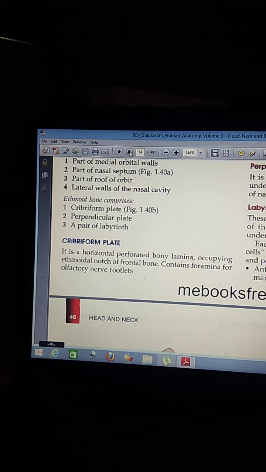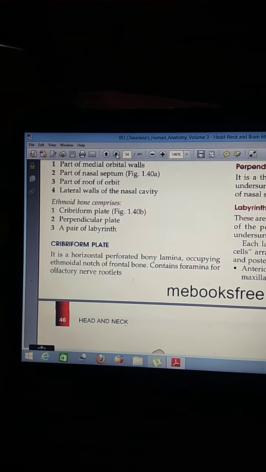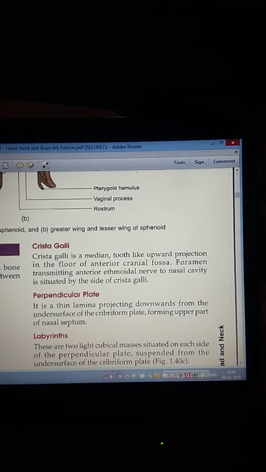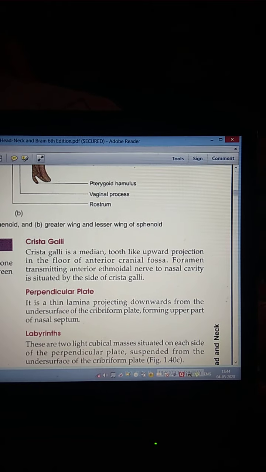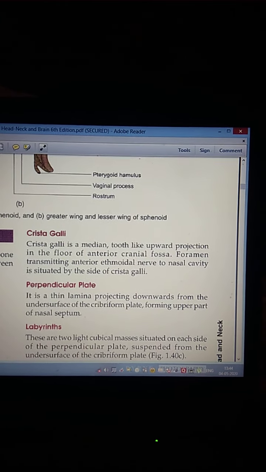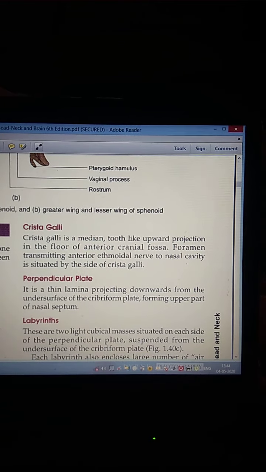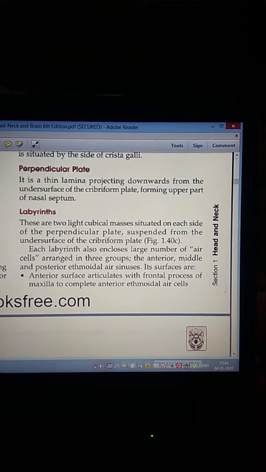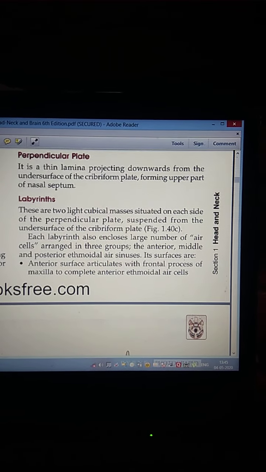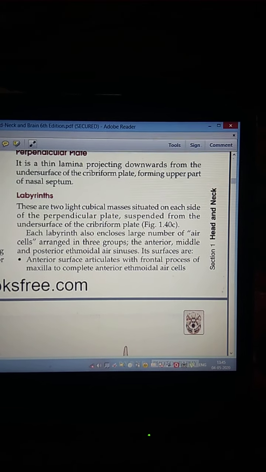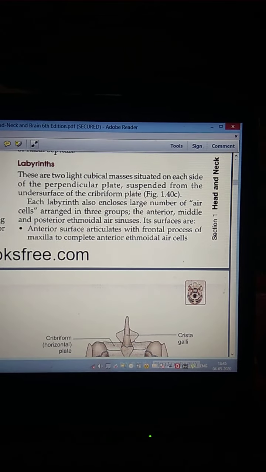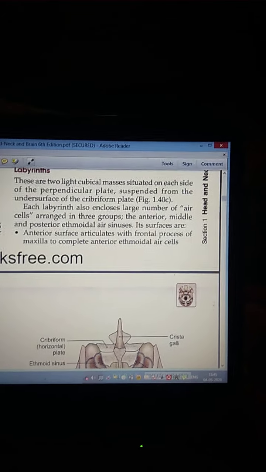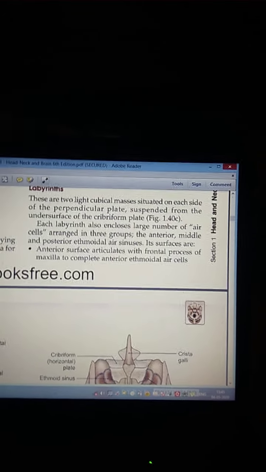Now the cribriform plate. It is a horizontal plate, a bony lamina, occupying the ethmoid notch in the frontal bone. Crista galli is a median tooth-like upward projection in the floor of the anterior cranial fossa. And the perpendicular plate is a thin lamina projecting downwards from the undersurface of the cribriform plate. Labyrinths. These are two light cuboidal masses situated on each side of the perpendicular plate.